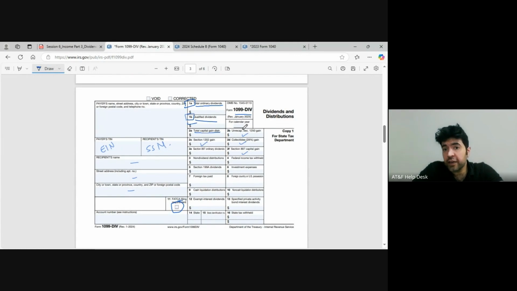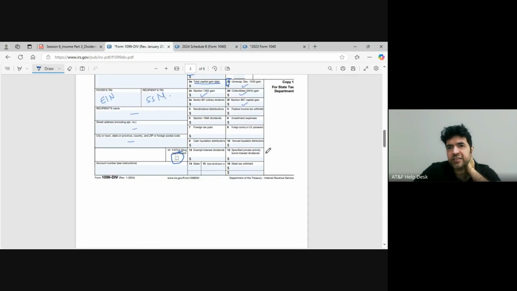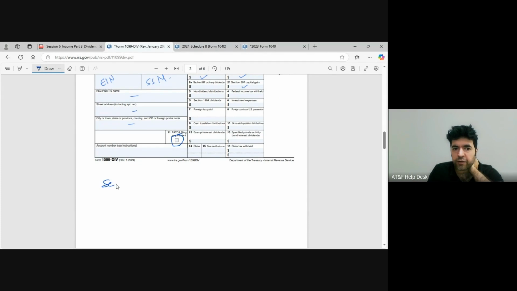Now, if we see box number 2B, which says unrecaptured section 1250 gain. Now, what is unrecaptured section 1250 gain? For that, we need to understand section 1231 asset, section 1245 asset, and section 1250 asset. Okay. Now, in summarized form, section 1231 assets are those assets which are the business assets which have been sold during the course of the business.